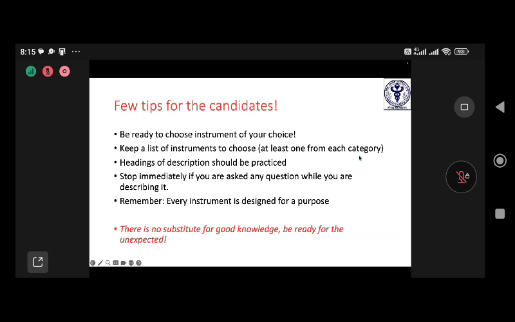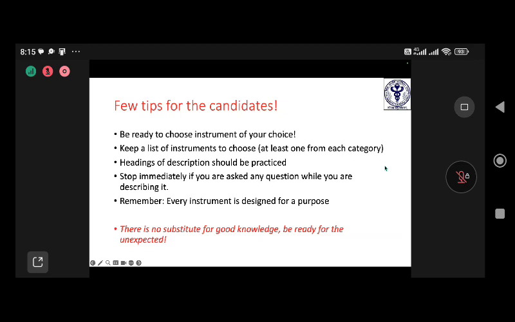Start the headings as you have been told, but it requires a rehearsal, it requires a practice, so that you are not fumbling when you have started the description and you have started and finished in one flow. Again, it should not be just like a mugging kind of thing, or like you have just vomited it out. No, don't do that.